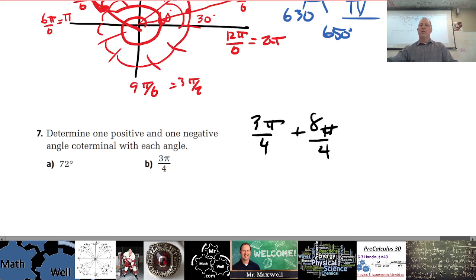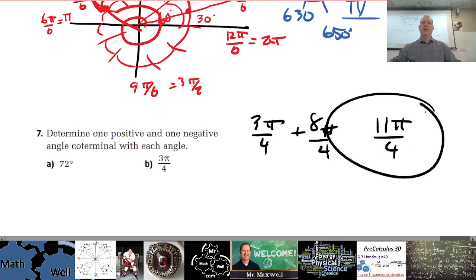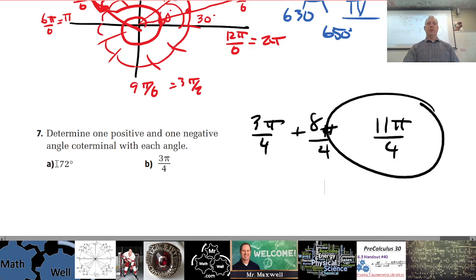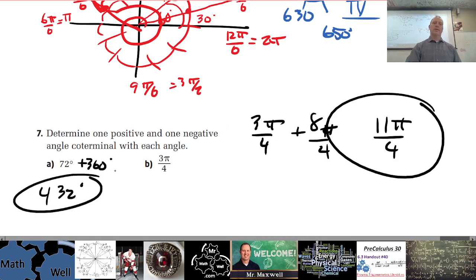All right, what's 3 plus 8? 11. 11 pi over 4. Can you reduce that? No, done. That's another coterminal angle. We've just gone 2 pi around and we've stopped on the same terminal arm. Got it? So this one, 360 plus 72 is what? 432. That one works. And a negative 2 you can subtract as well. No big deal. 188, 288, or whatever it is.